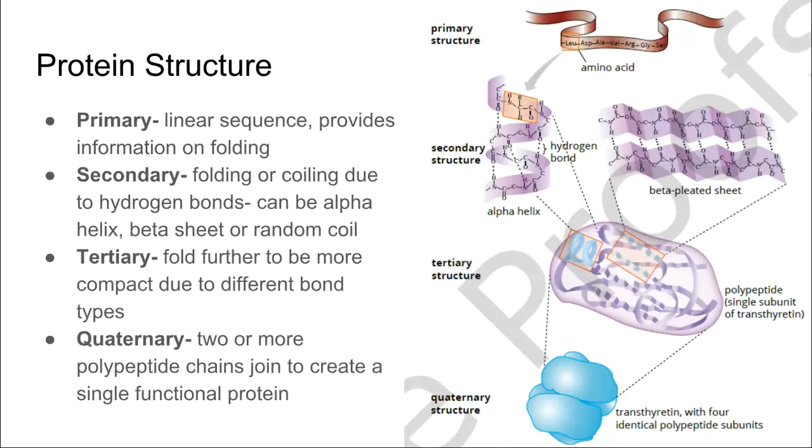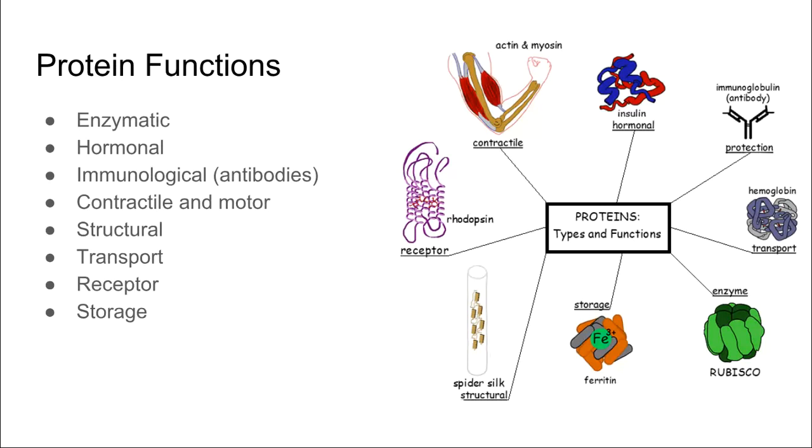There are four types of protein structures. We have our primary, which we see as a linear sequence on the right there. Secondary, where they're folding or coiled. Tertiary, they fold further to be more compact due to different bond types. And then we see our quaternary structure, which is two or more polypeptide chains joining to create a single functional protein.